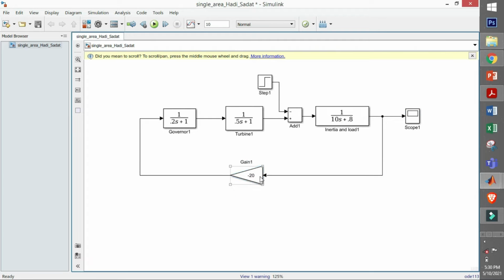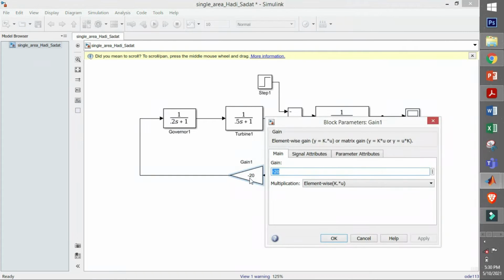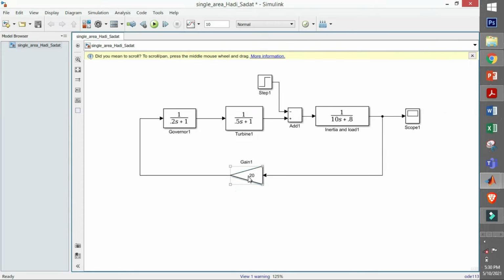Okay, R value, what is here at this place is the gain, that is 1/R. I told you what R is. R is 0.05. So if you do 1 divided by 0.05, it will come 20. Let me do it. Yes, if we do 1 divided by 0.05, it will come 20. So I have kept 20 here. You need not be confused. This minus sign represents that this is a negative feedback.